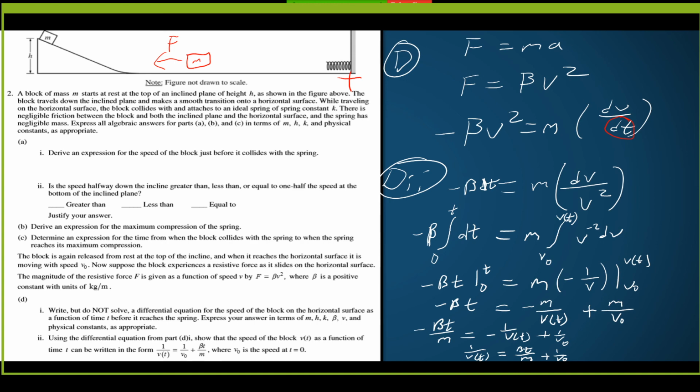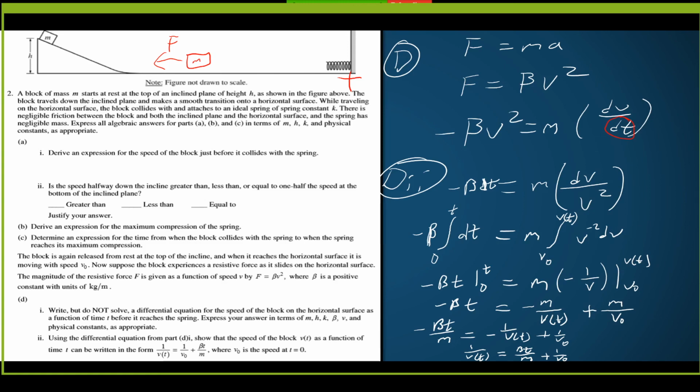If I integrate dt, I get t, and then I'll plug in my upper bound and subtract my lower bound. If I integrate v to the negative 2 power, I would add 1 to the power and divide by the new power to get v to the negative 1 over negative 1, which is negative 1 over v. And then I can plug in my upper bound and subtract my lower bound. For the left side, I'm going to plug in my upper bound, so plug in t. This is negative beta t, minus, if I plug in my lower bound, 0, is 0. So that's negative beta t minus 0, which is negative beta t.